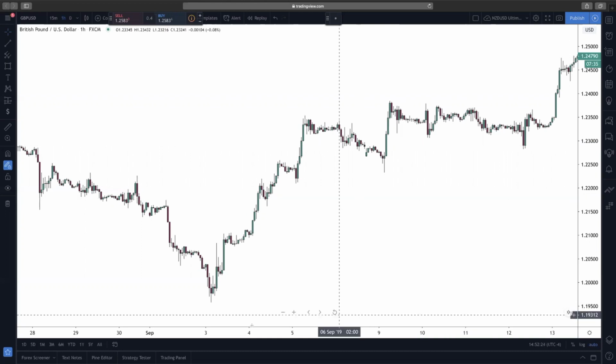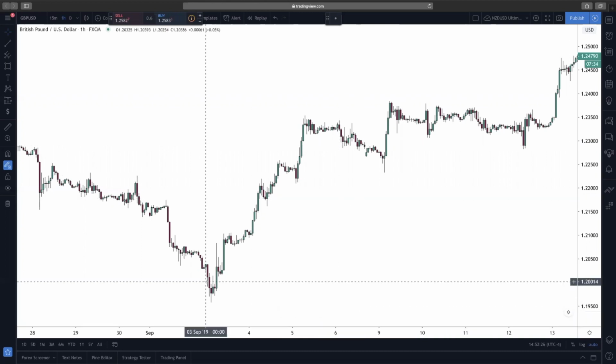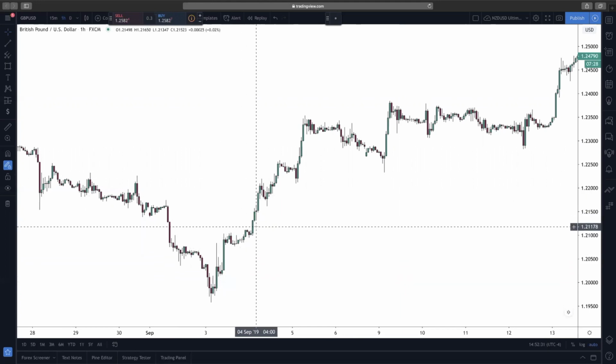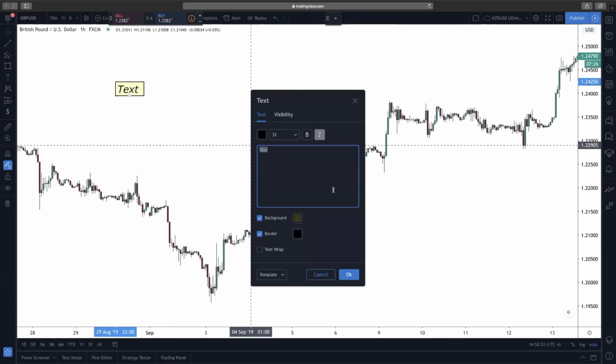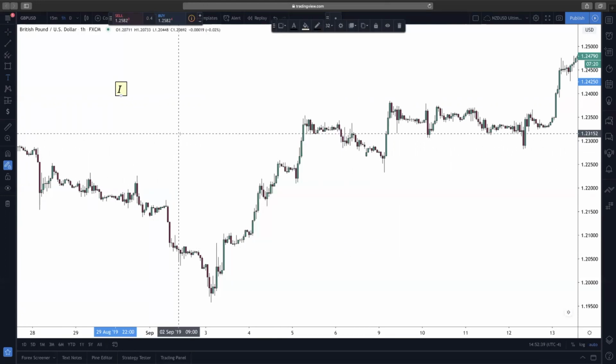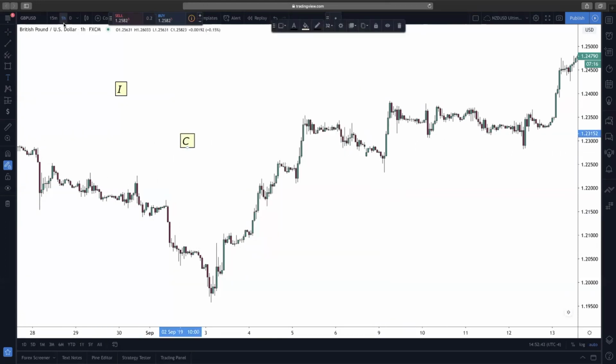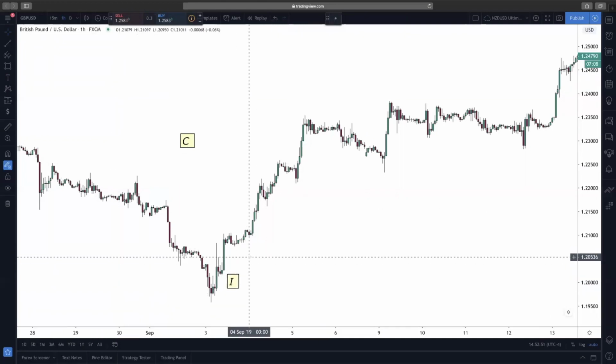Okay, so here we are in GBP USD on the 1 hour time frame, right? And we went back to about September of 2019, and we're just going to be labeling impulse and correction. So for the impulse, I will label it with an I, and for correction, I will label it with a C. Okay, and let's go. All right, so we are starting from this bottom here. So this here is an impulse.